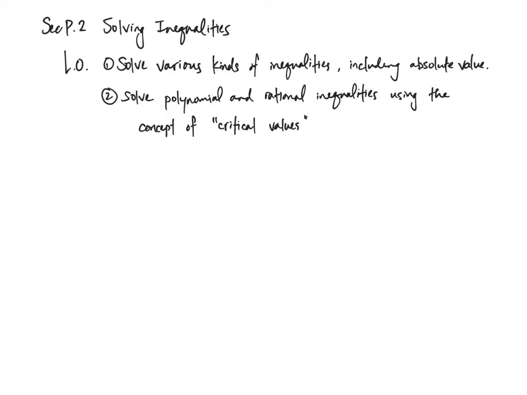Today we're going to be talking about solving inequalities, section P2 in your book. LO stands for learning objectives. So your objectives for this lesson are that at the end of it you would know how to solve various kinds of inequalities, including absolute value, and you would also know how to solve polynomial and rational inequalities using the concept of critical values.